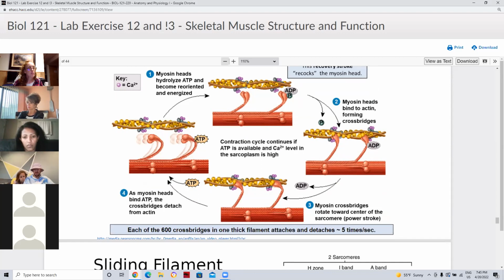The release of the ADP makes the head swivel back, pushing the actin forward in one direction. It pushes the actin forward until it binds another ATP. The myosin is stuck to the actin in that pushed forward state. That's the basis of rigor mortis.